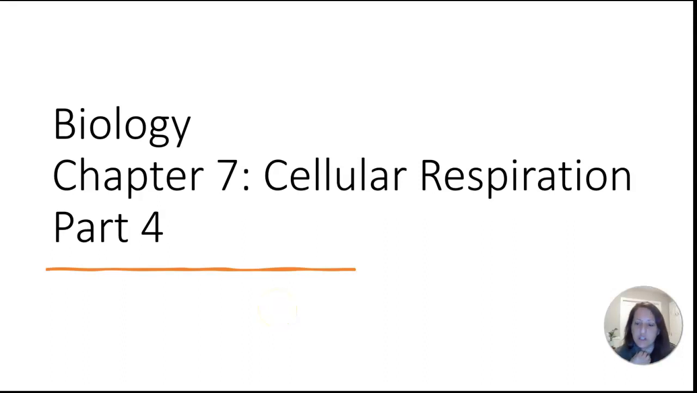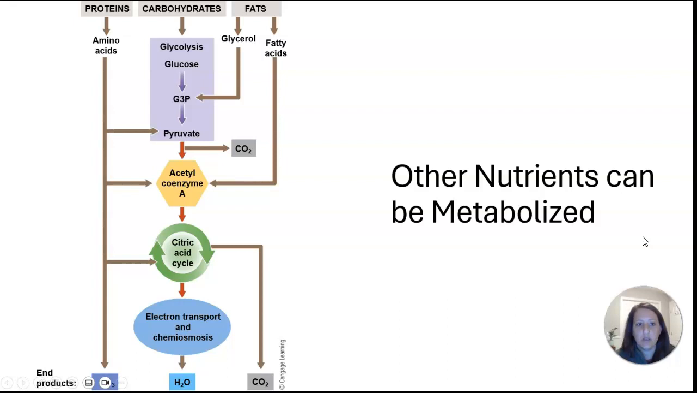Okay, so in the last part of this chapter, part 4 of cellular respiration, we're going to talk first about how other nutrients could be used in cellular respiration, and then we're going to switch focus to anaerobic cellular respiration, or fermentation. To start off, I just wanted to mention that we use glucose, we use carbohydrates, as the molecule that we talk about because it goes through all the stages. However, I want you to realize that there are other macromolecules, other nutrients, that can be metabolized and yield energy.